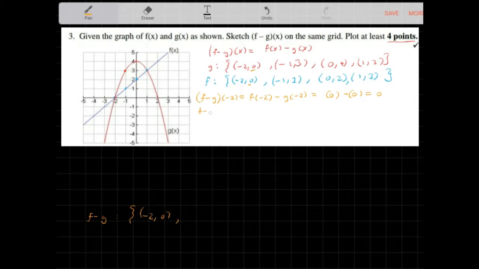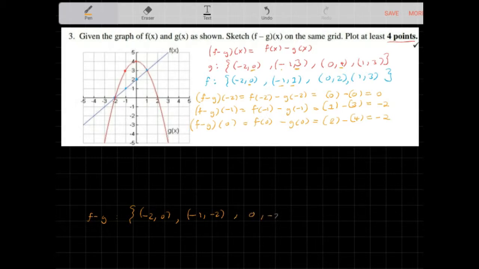Okay. And I also do f minus g of -1. So you do the same thing, f of -1 minus g of -1, which is, so -1 for f is 1. -1 for g is 3. So you basically get -2, right? So the point here is -1 and -2. Then you do f minus g of 0, which is f of 0 minus g of 0, which is f of 0 here is 2. G of 0 is 4. So you get -2. So the point here is 0 and -2.